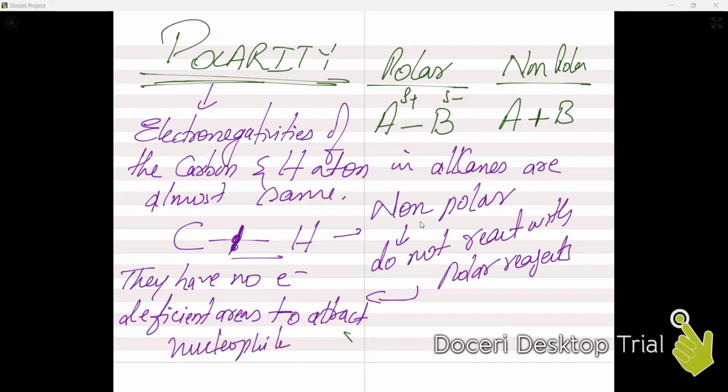Or we can say that they also lack electron rich areas, and these electron rich areas are to attract what? To attract electrophiles.